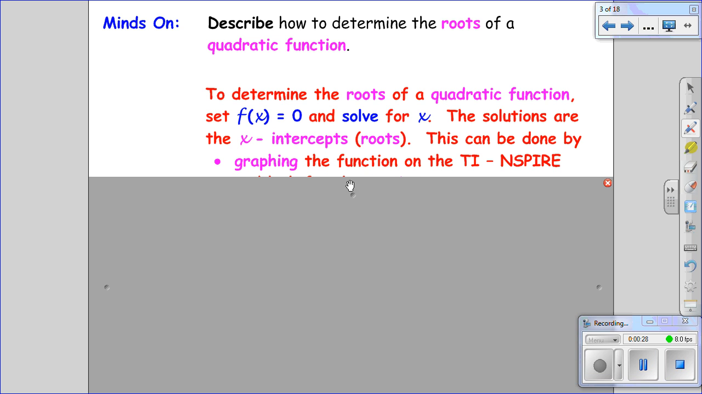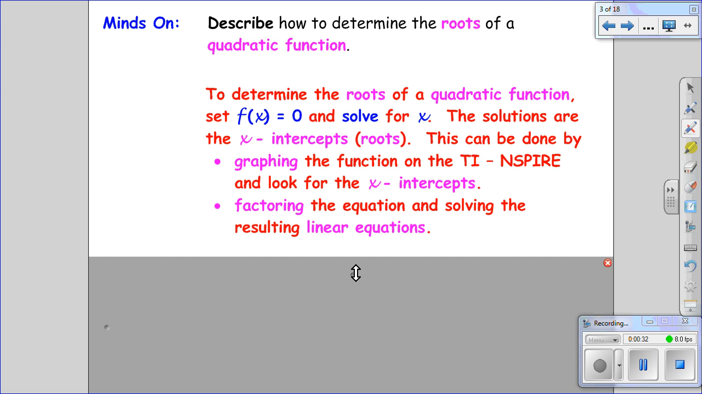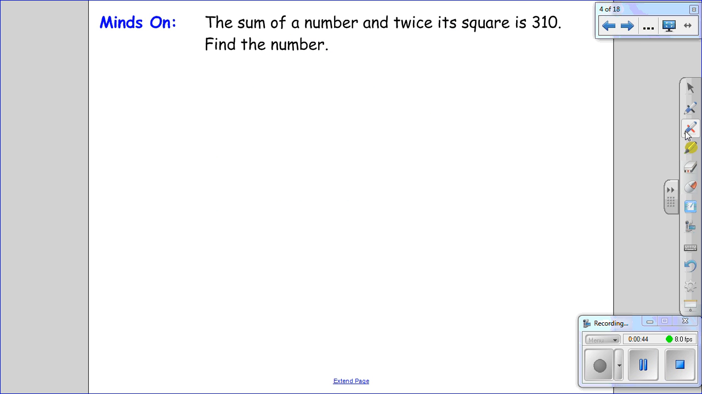can be found. We can do that by graphing the function on the TI-Nspire and looking for the x-intercepts, or factoring the equation and solving the resulting linear equations. However, we don't always have a calculator that'll graph for us, and we don't always have the ability to factor an equation. Let's think about this word problem here. We've done lots of questions like these.